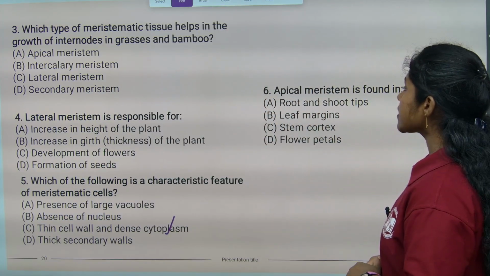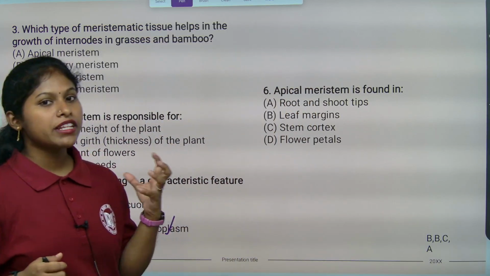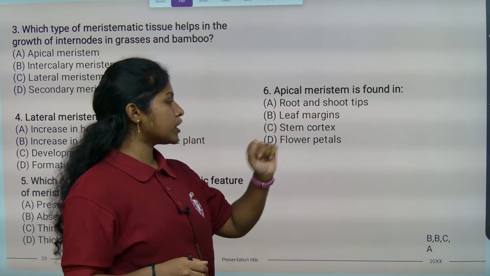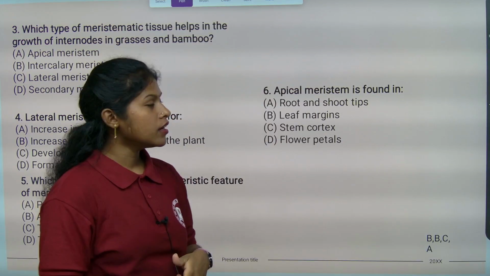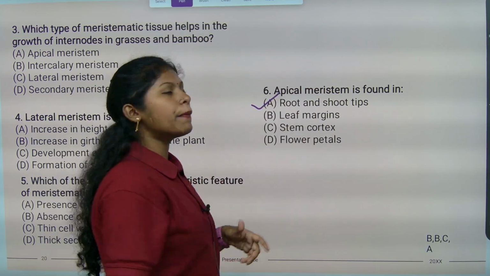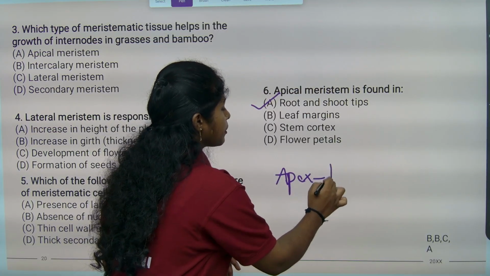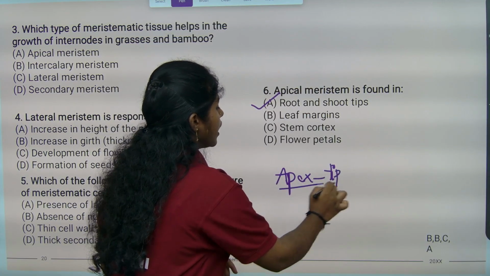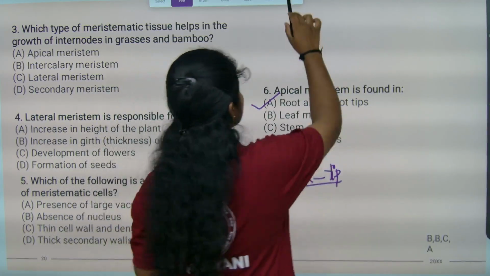So coming to the 6th question, they are asking where the apical meristem is found: in the root or shoot tips, leaf margins, stem cortex, or flower petals. It is a direct question, children. What is meant by apical? Apical means apex, apex means tip. So here the answer is root and shoot tips.